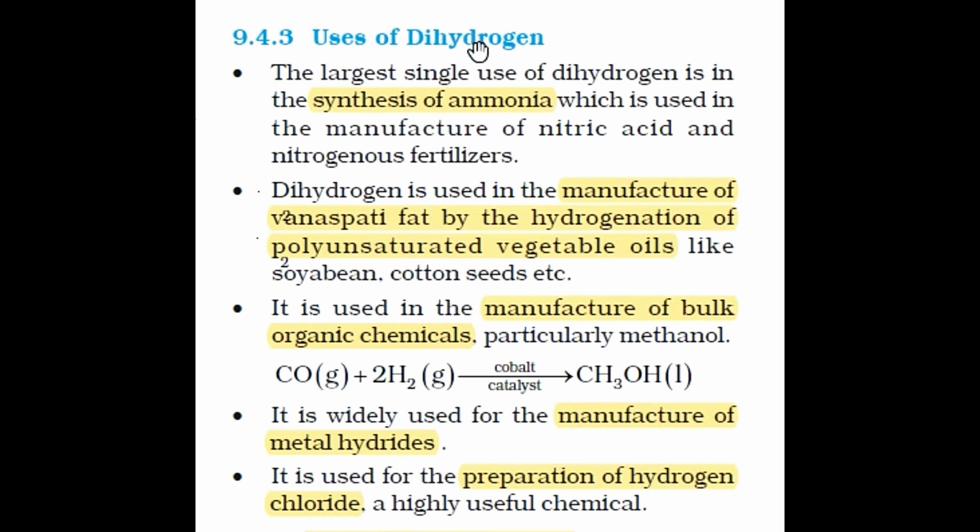Now let's look at uses of dihydrogen. The largest single use of dihydrogen is in synthesis of ammonia via Haber's process, which is used in manufacture of nitric acid through Ostwald's process and nitrogenous fertilizers like ammonium phosphate or ammonium sulfate. Dihydrogen is used in the manufacture of vanaspati fat by the hydrogenation of polyunsaturated vegetable oils like soya bean, cottonseeds, etc. The reaction we have already seen.